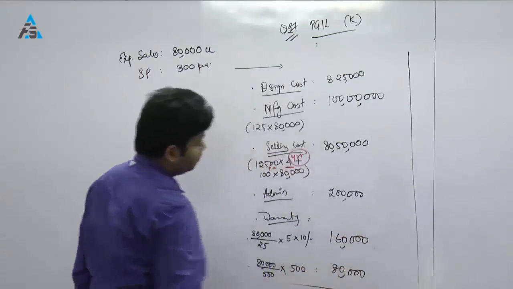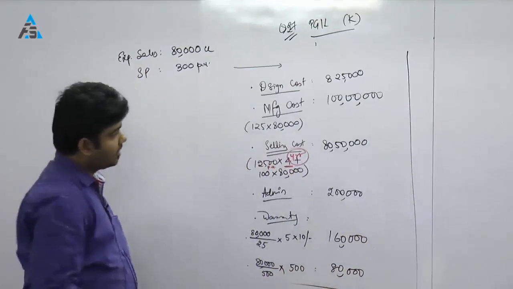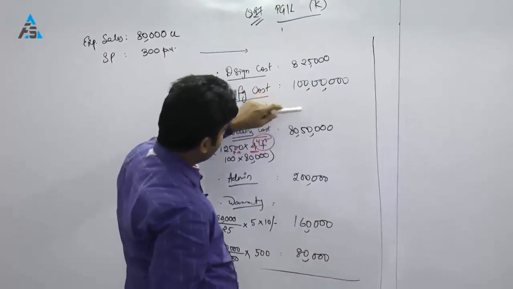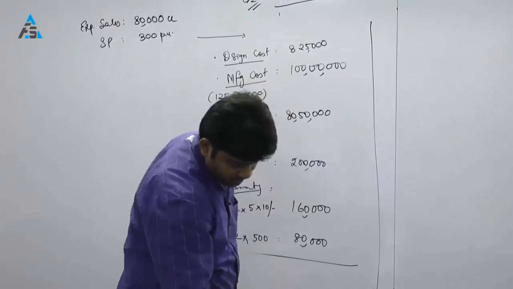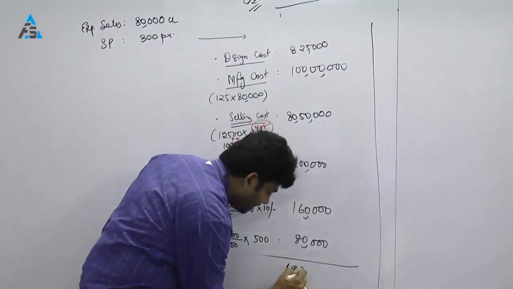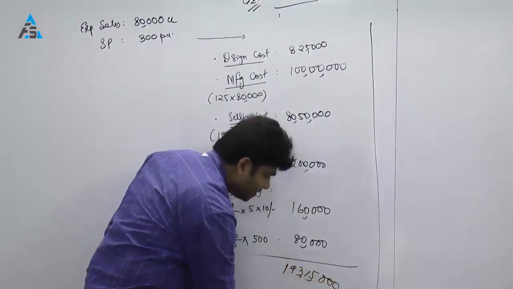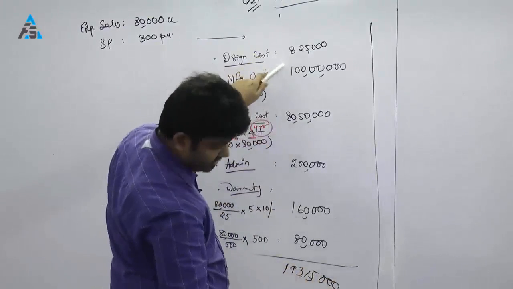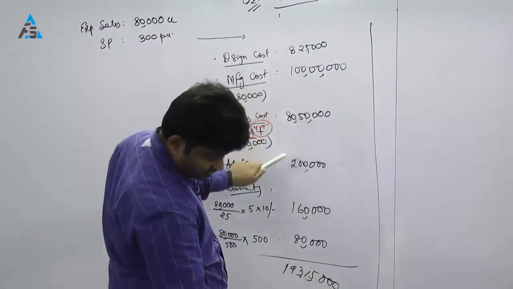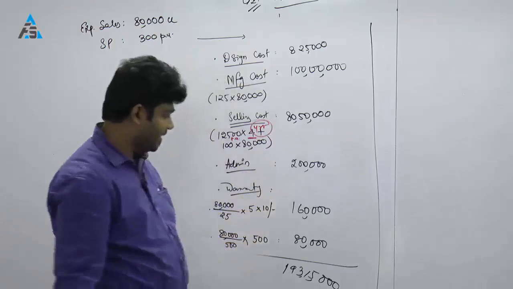And I say, so if I total up, I will get the product life cycle cost, which is 1 crore 80, and you can just add it up. It will work out to 1 crore 93 lakh 15,000. Just a cross check: 8 lakh 25, 1 crore 80 lakh 50,000, 2 lakh, 1 lakh 60, and 80,000.